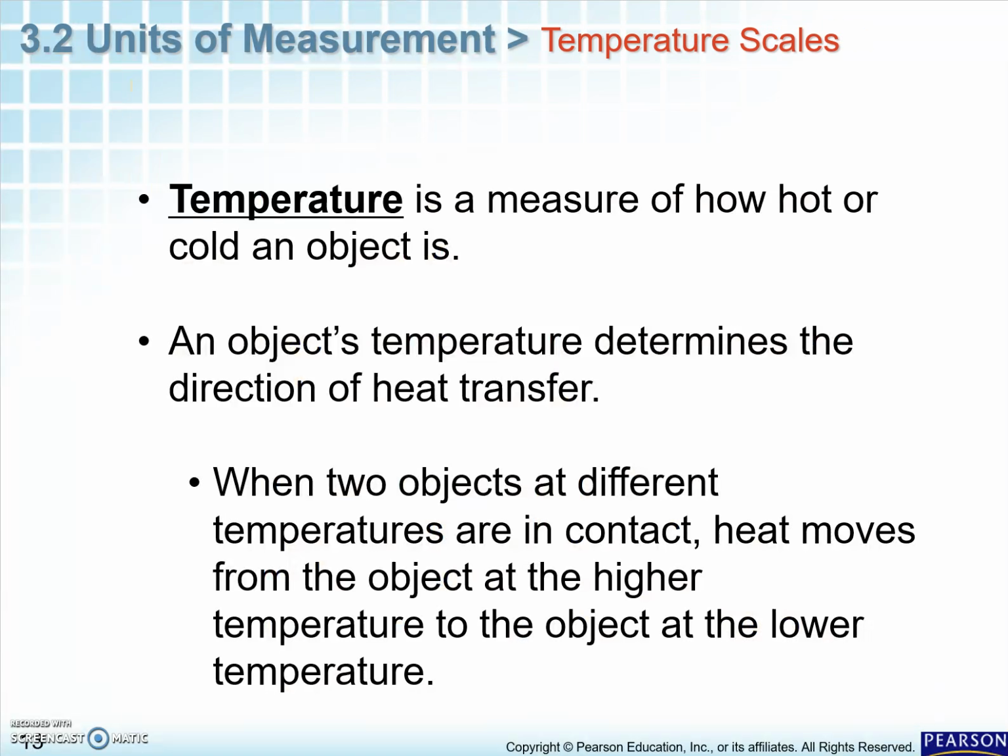So temperature is a measure of how hot or cold something is, and the direction in which heat is transferred depends on which one is warmer. So when two objects at different temperatures are in contact, the heat is going to move from the object that is warmer to the object that is colder. So if you were to think of it during the winter, you would want to go towards somebody that has a warmer temperature so that you can steal it away since you're colder. So all that extra heat moves to you.